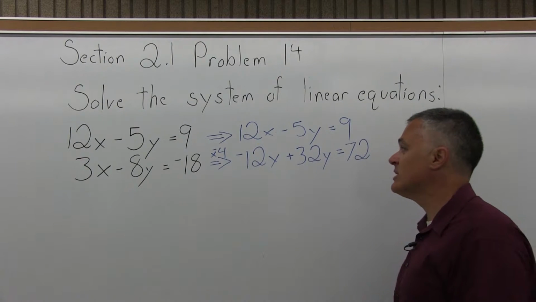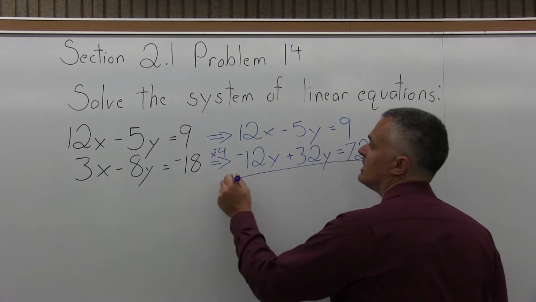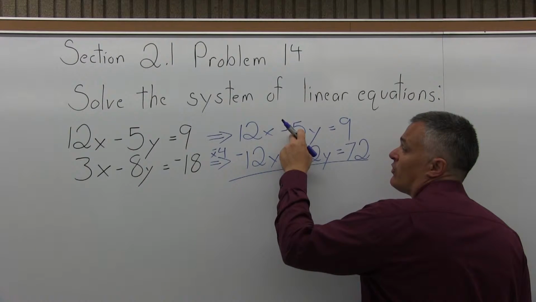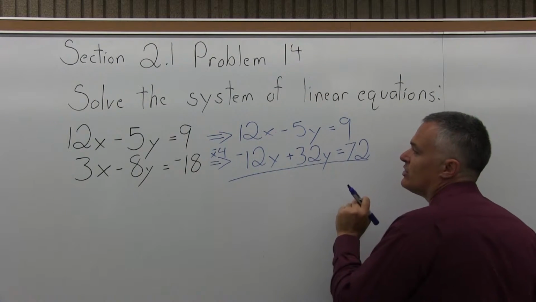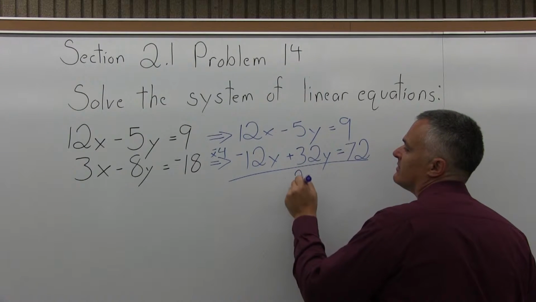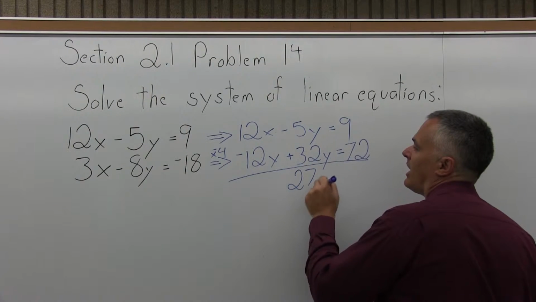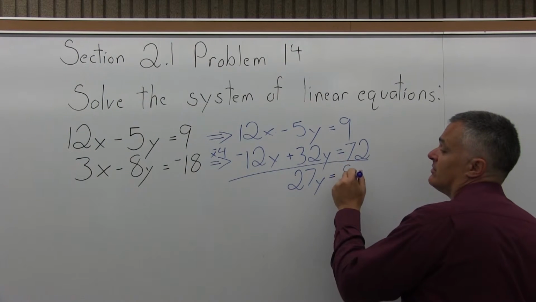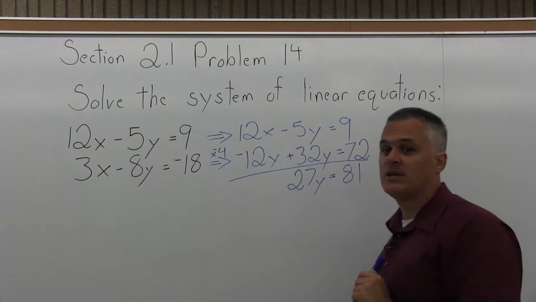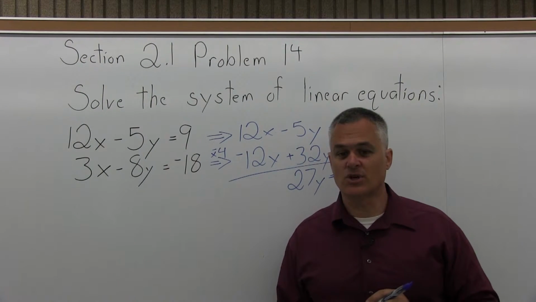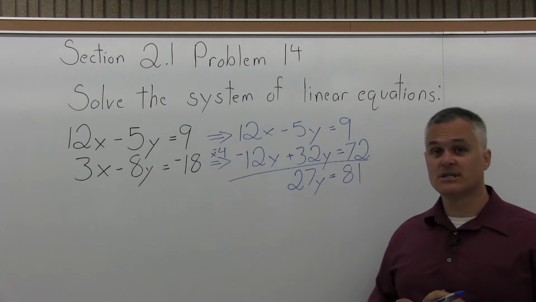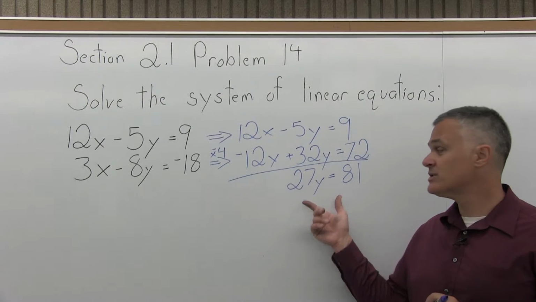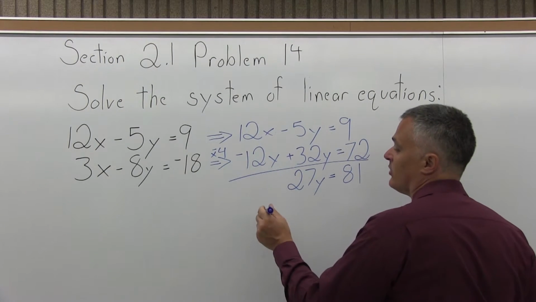Step 2 is add the equations together and cancel one of the variables. So 12x and negative 12x cancels. Negative 5y and positive 32y will be positive 27y. And now positive 9 and positive 72 will make an 81, positive 81 on the right-hand side of the equal sign. So that's step 2, add the equations together and cancel one of the variables. Step 3, solve for the remaining variable. So the 27y equals 81.